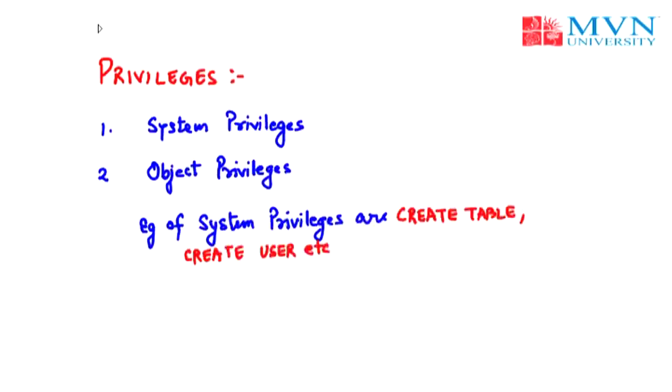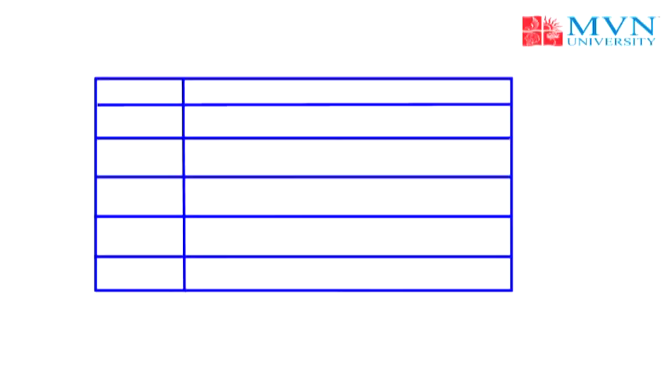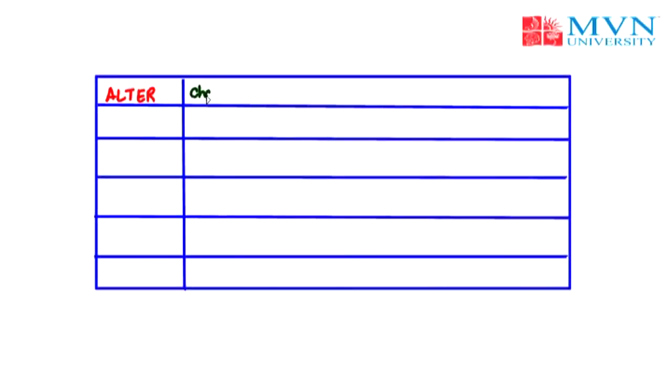Now the object privileges. Object privileges means the privileges on objects such as tables, views, procedures, synonyms, and these privileges are granted by the owner of the object. So we have various object privileges. The first object privilege is alter. You can change the table definition with alter table statement.